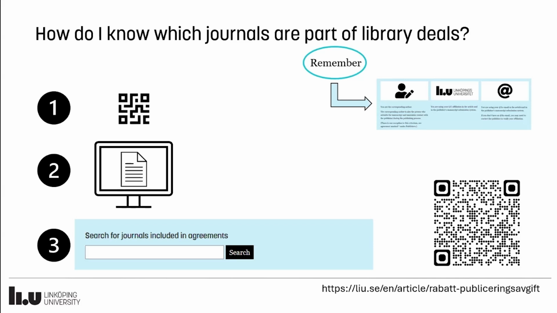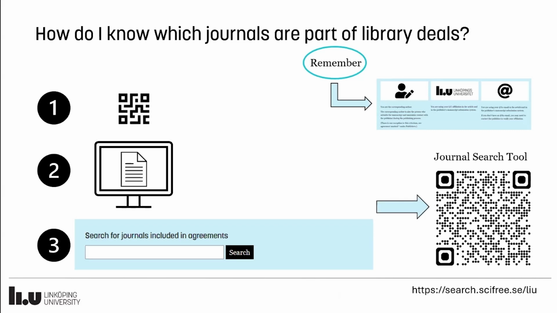That will give you a response. And if you're like me and you have read this text in step number 2 several times, then I have a direct link here for you to the Journal Search Tool. You just scan this QR code, but remember to read the text at least once on step number 2.